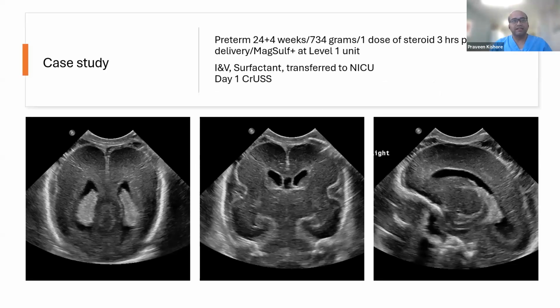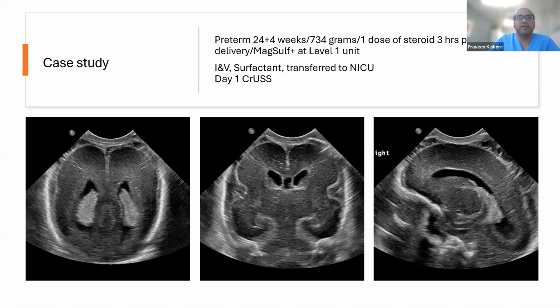So can everyone see these images, the cranial ultrasounds? Yes. Okay. So the background for this baby is a preterm 24 plus 4 weeker baby born at 734 grams at a level 1 unit. Mom came in labor, mom had a complex medical history, 1 dose of steroid 3 hours prior to delivery, and received magnesium sulfate. Baby was intubated and ventilated, received surfactant, transferred to the local neonatal intensive care, so that's a level 3 unit.